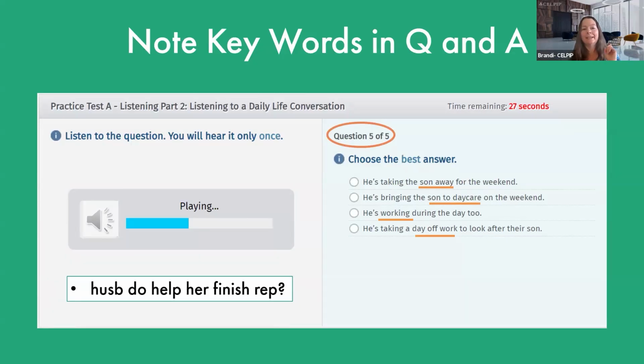Recognizing this is the very last question of the bunch. Here's a huge tip. Most of the questions on your CELPIP test are going to be asked in roughly the same order as they occurred throughout that conversation. So knowing that, if I were to say to you, whereabouts in your notes would you want to look for the answer to this question? Knowing this is question 5 of 5, where would you look?